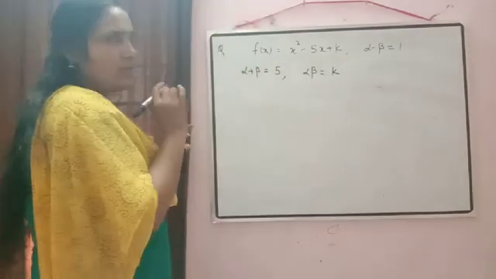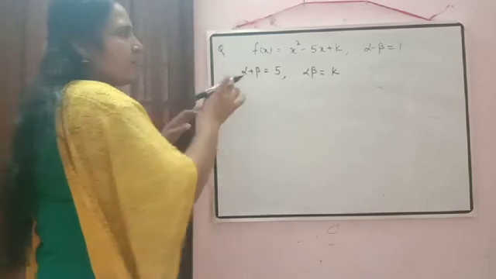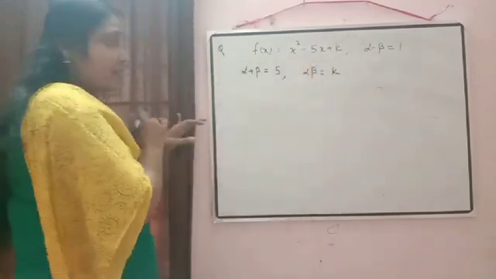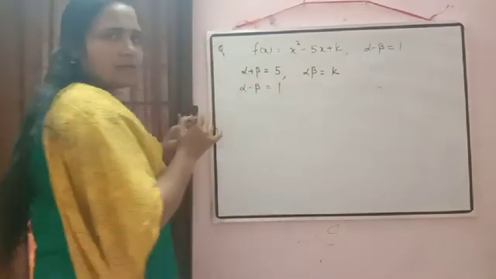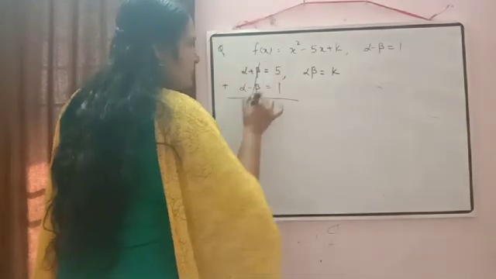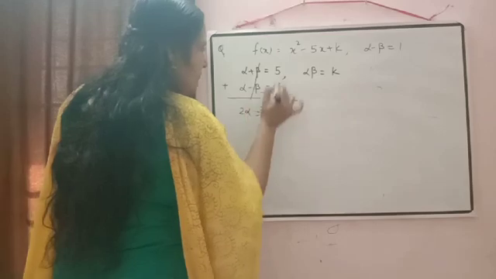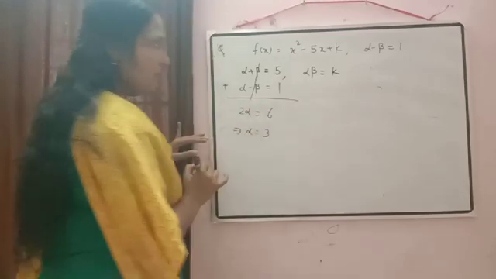So to get the value of k, we should know the value of alpha and beta. So this is the information which we got, and this is the information which is given. That is alpha minus beta is equal to 1. How we can solve this one? Yes, we can add the two equations. Then beta and minus beta will get cancelled. We will get here 2 alpha is equal to 6 or alpha is equal to 3.